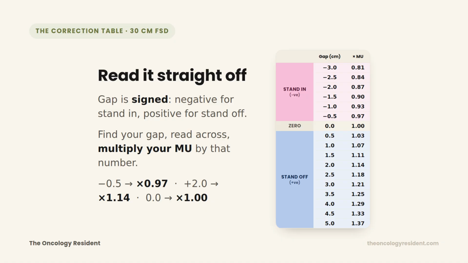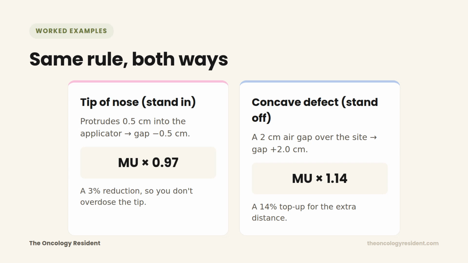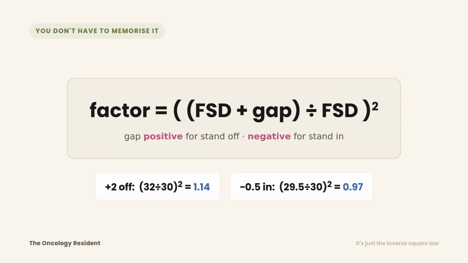No correction needed. Let's make it concrete. Tip of the nose protruding half a centimeter into the applicator. That's a gap of minus 0.5. Multiply your monitor units by 0.97, a 3% reduction so you don't overdose the tip. The other way round, a 2 centimeter air gap over a concave defect, a gap of plus 2. Multiply by 1.14, a 14% top up to make up for the extra distance. Same principle, opposite direction.